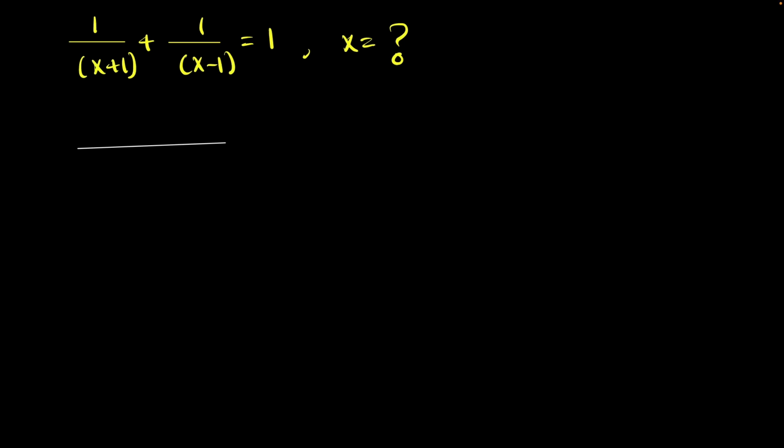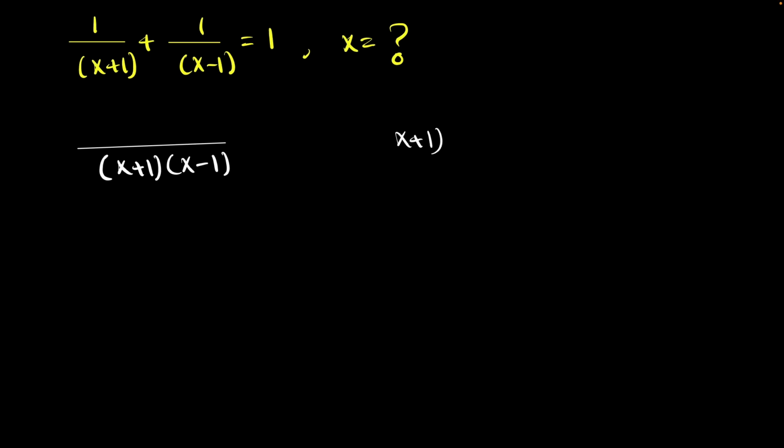Our common denominator is x plus 1 and x minus 1, because they don't have any common factor. So for solving the question, we are going to divide this common denominator by each of the denominators separately. Let's do it.